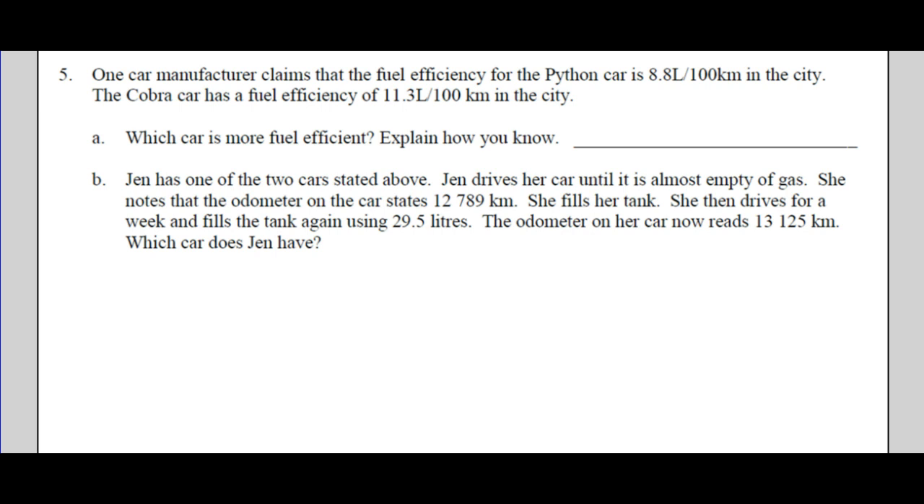One car manufacturer claims that the fuel efficiency of the Python car is 8.8 liters per 100 kilometers in the city. That's not believable. Any car named Python is going to use a lot more gas than that. The Cobra car has a fuel efficiency of 11.3 liters per 100 kilometers in the city. Which car is more fuel efficient? So Python or Cobra?